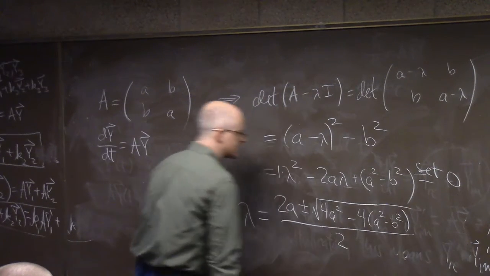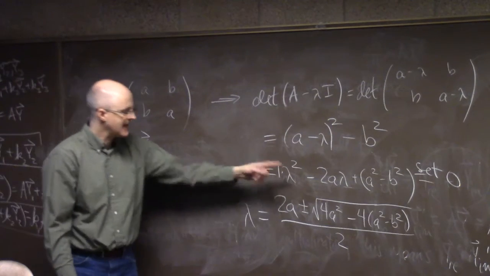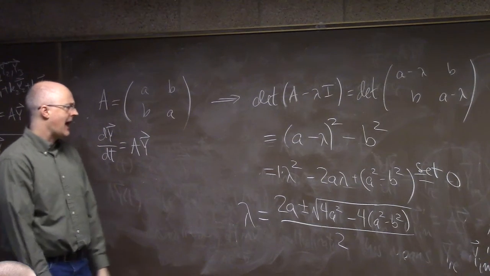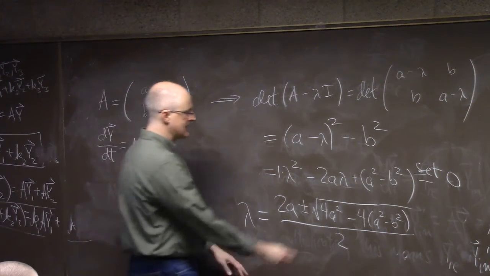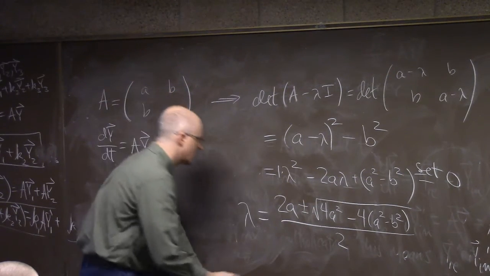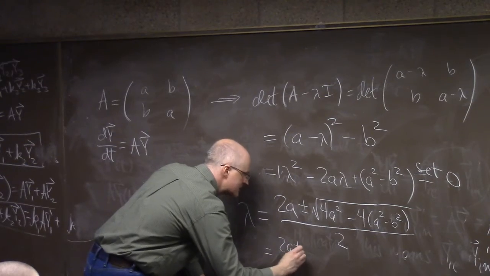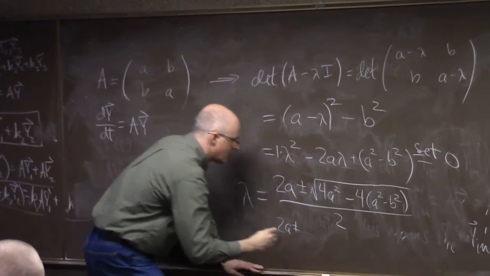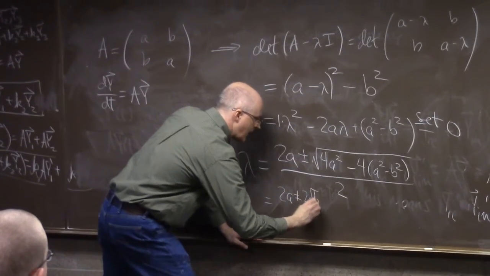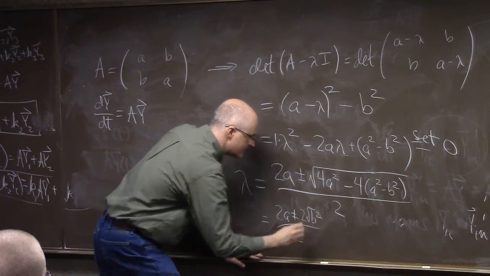Over 2a is over 2 times 1. The a in the quadratic formula is not this a, it's 1. And look at this, this simplifies pretty nicely. The 4a squares will cancel. You'll just be left with the square root of b squared. So you can actually write the eigenvalues as 2a plus or minus 2 square root of b squared, over 2. The 2's will cancel.